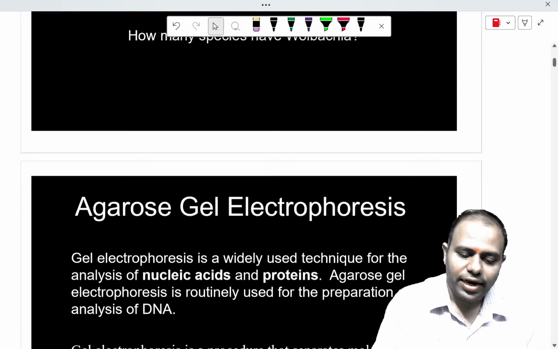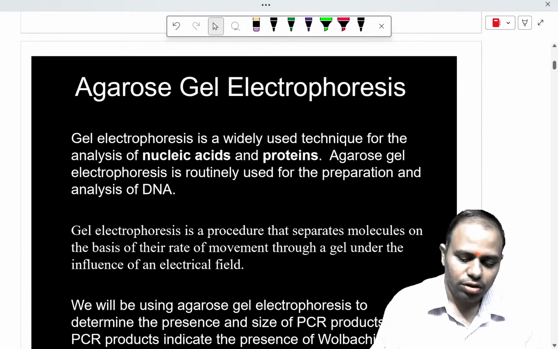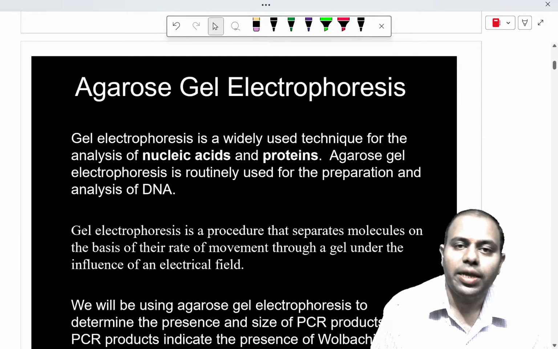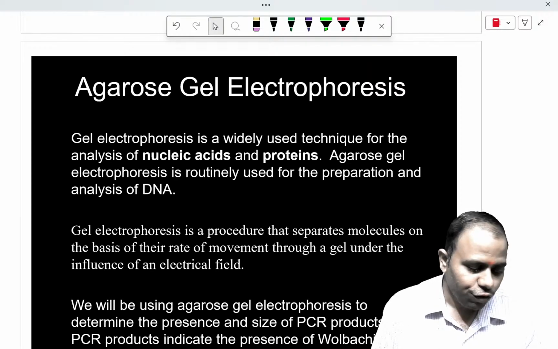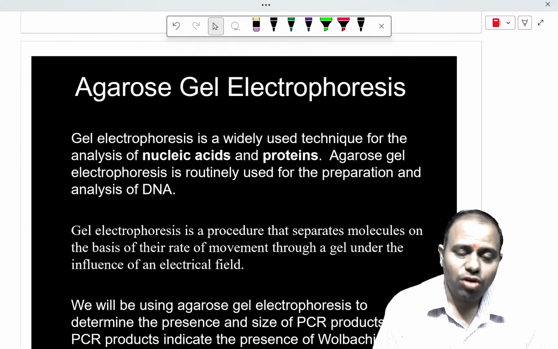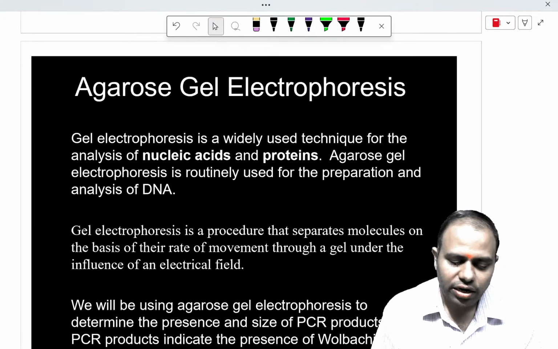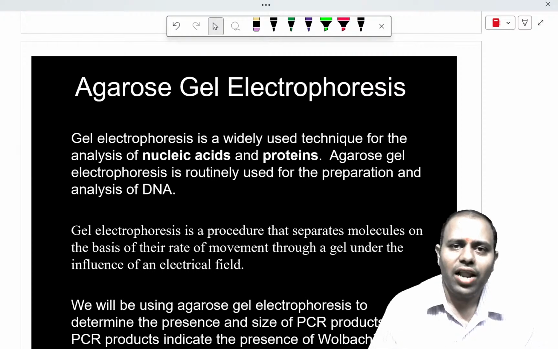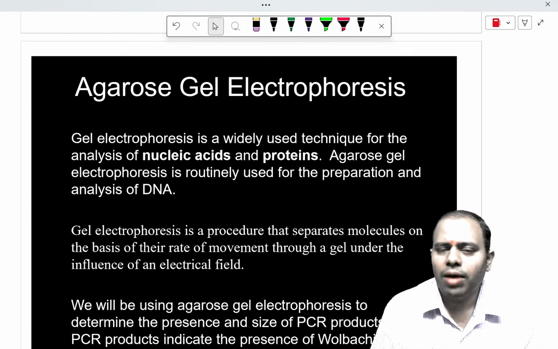Agarose gel electrophoresis is a widely used technique to identify or to separate DNA molecules. What is the importance of agarose gel electrophoresis that we are going to see? If the screen is not clear, students, adjust the resolution of your YouTube to maximum so that you can see it clearly. It is a widely used technique for the analysis of nucleic acids as well as proteins. In a molecular biology lab or any kind of diagnostic lab, you must have agarose gel electrophoresis.